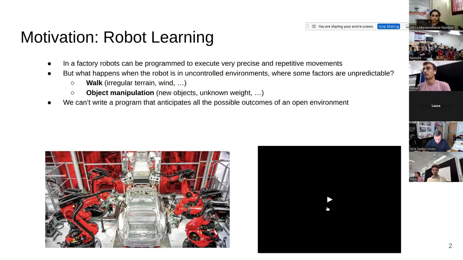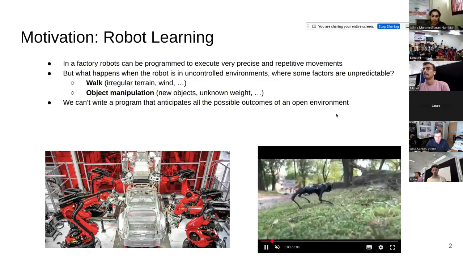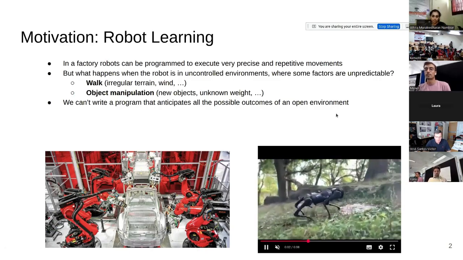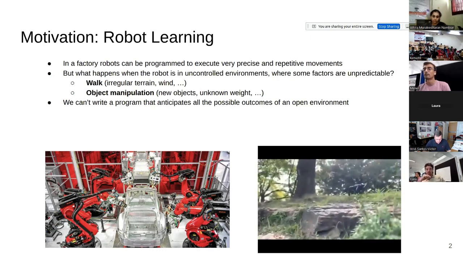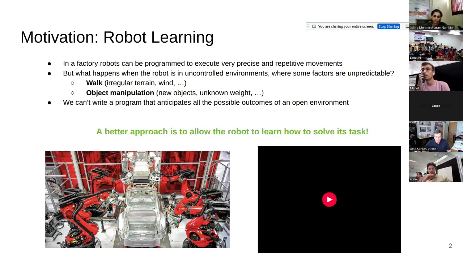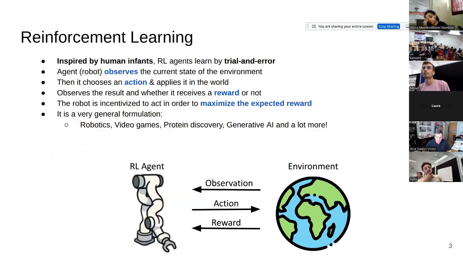So yeah, if we want to teach something like this to a robot, so that it can walk on uneven terrains and climb stuff, what we have to do is find a better approach, and that is to have the robot learning how to solve the task. So we don't write a program; we just allow it to learn. So one tool for doing this that's very good for robotics is reinforcement learning.